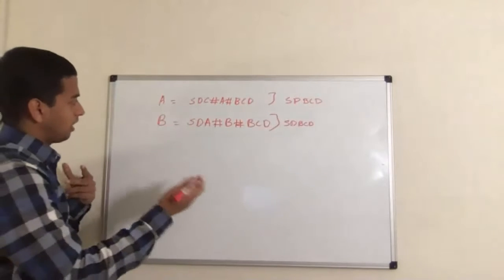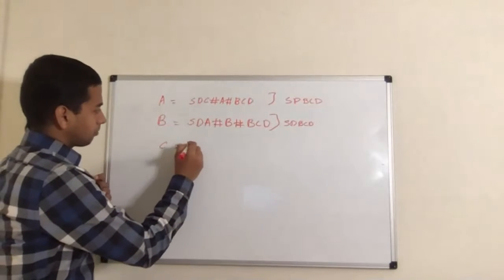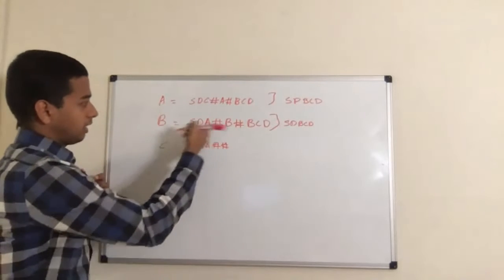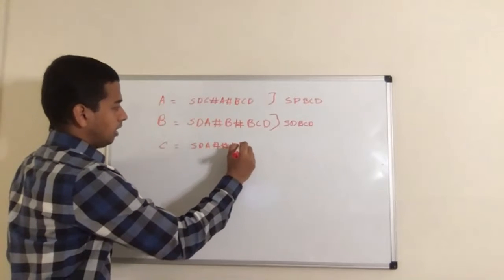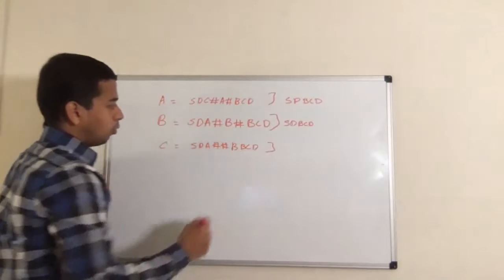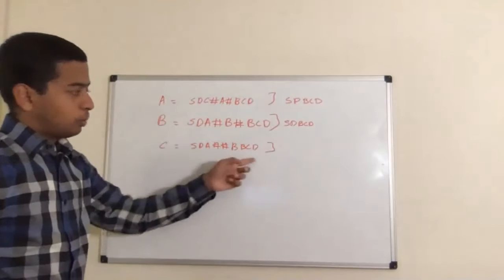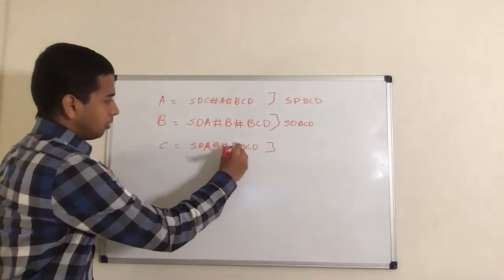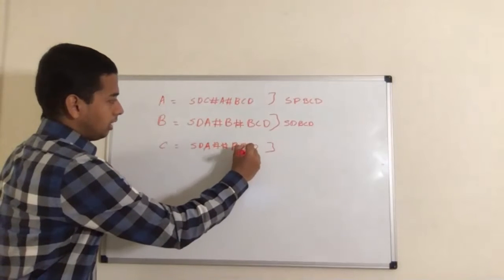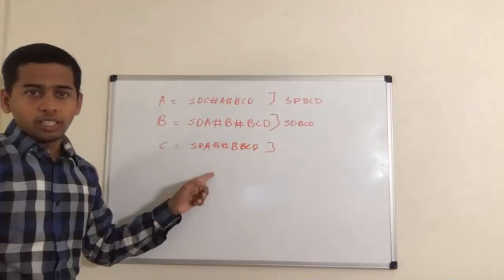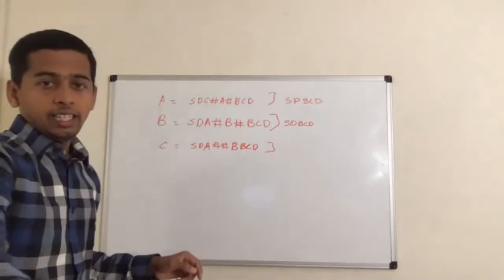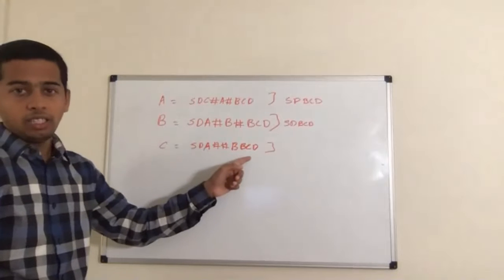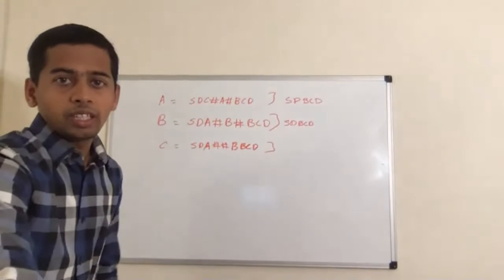Let me take a different example. I'll put the same thing, but after A, I'm putting two backspaces, and then B, BCD. So the input is SDA, hash, hash, BBCD. What will be the output for this one? Can somebody ping in the chat? Can you give it a guess?